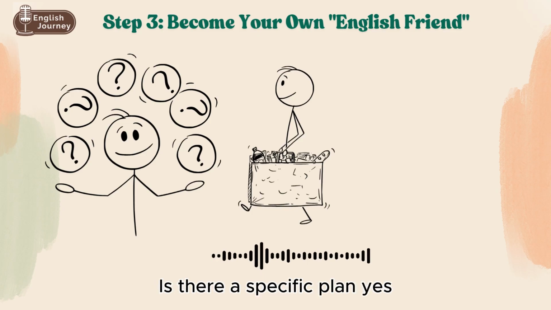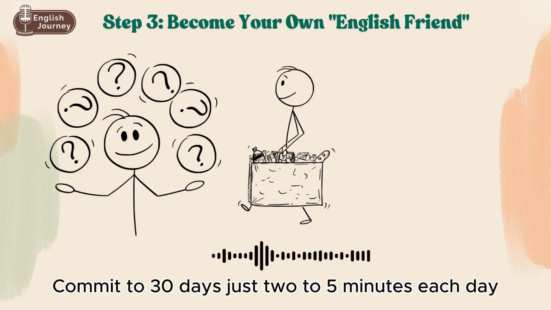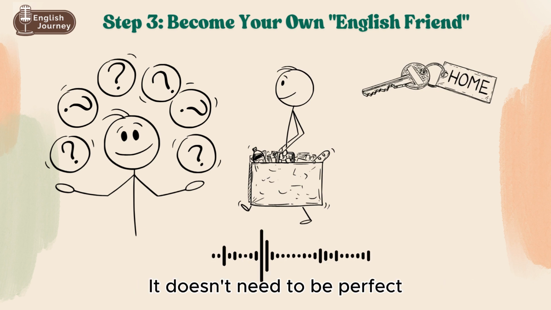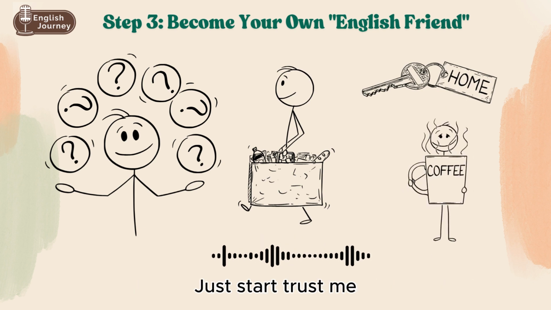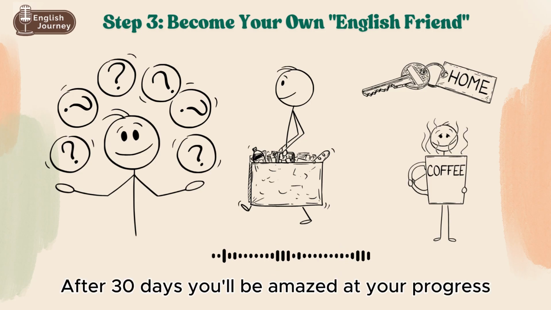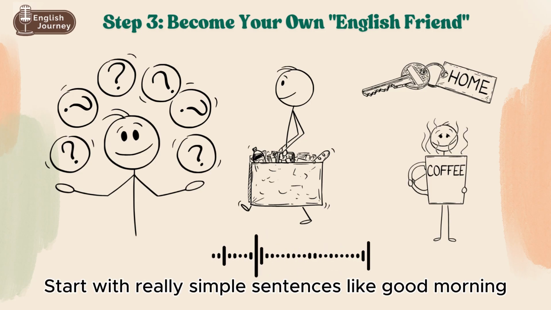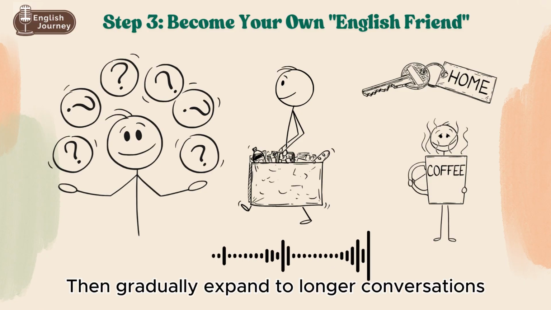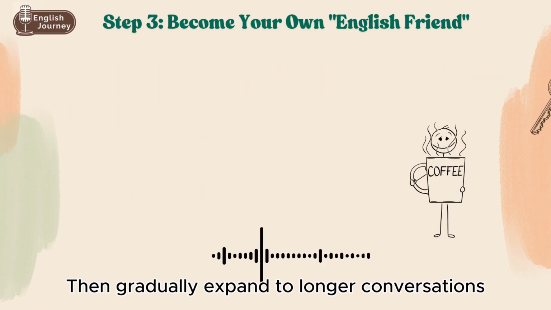Is there a specific plan? Yes, commit to 30 days, just 2 to 5 minutes each day. It doesn't need to be perfect, just start. Trust me, after 30 days, you'll be amazed at your progress. The secret: start with really simple sentences like, good morning, what time is it, I'm hungry. Then gradually expand to longer conversations.